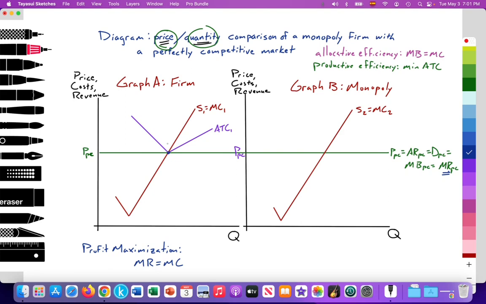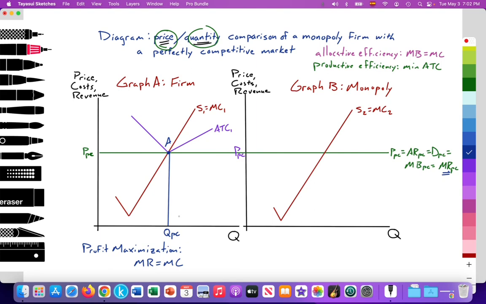So I'm going to label this point A. And that will determine output right here. All right, and we'll say that that is quantity for the perfectly competitive firm. For the individual firm, this will be the amount of output they'll be producing to maximize their profit.